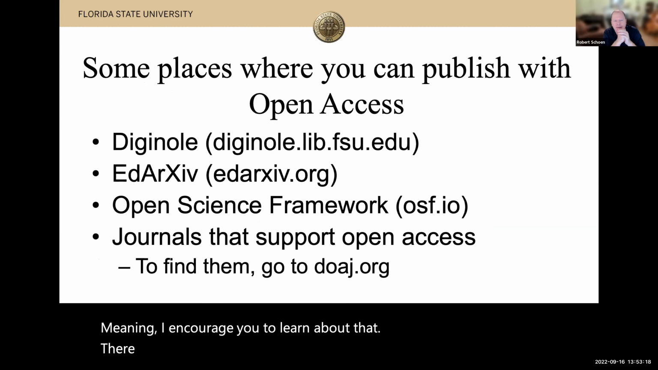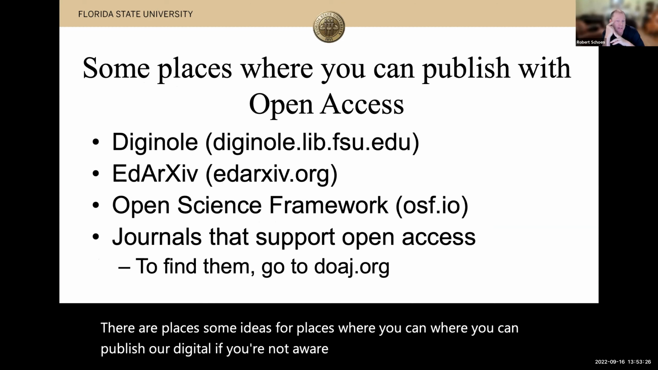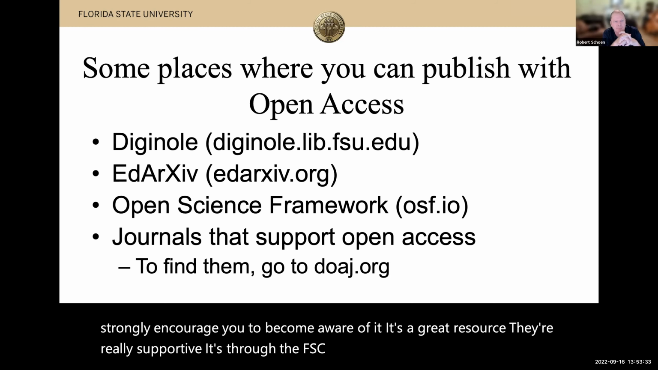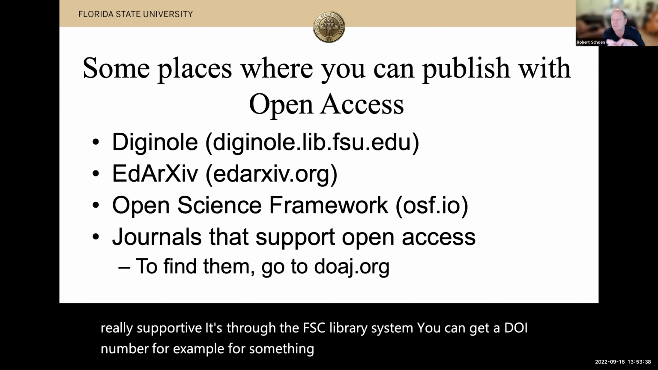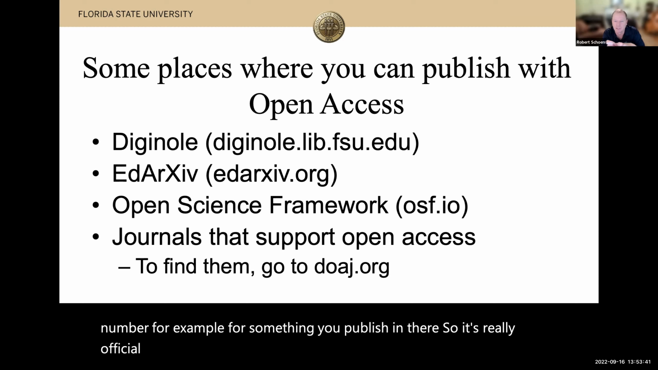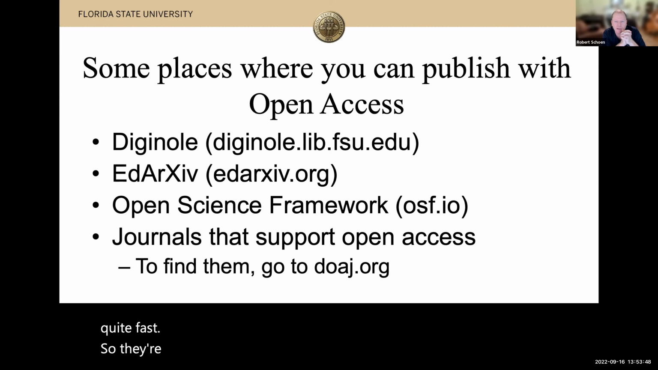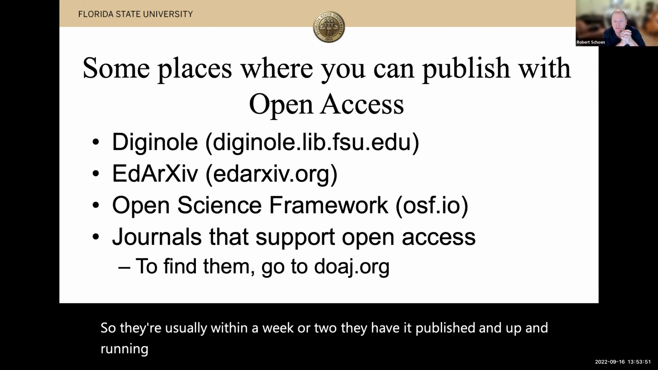There are some ideas for places where you can publish digitally. If you're not aware of FSU's research repository, I strongly encourage you to become aware of it. It's a great resource. They're really supportive. It's through the FSU library system. You can get a DOI number, for example, for something you publish in there. So it's really official and verifiable. Folks can find it now and in the future. And they're also quite fast. Usually within a week or two they have it published and up and running. But if you need it even faster, you could contact them and let them know.